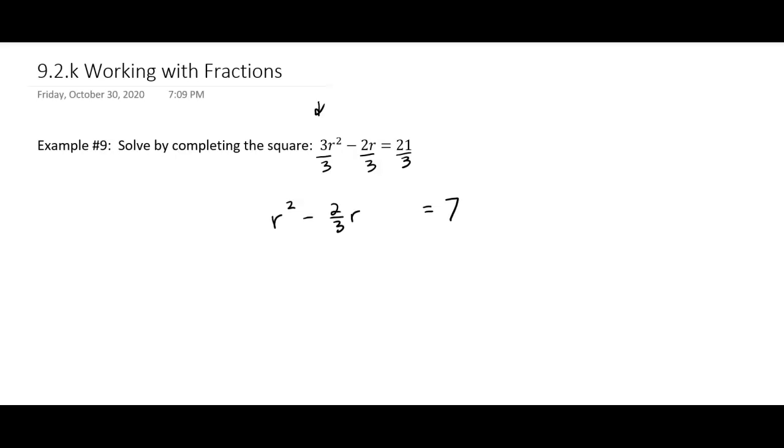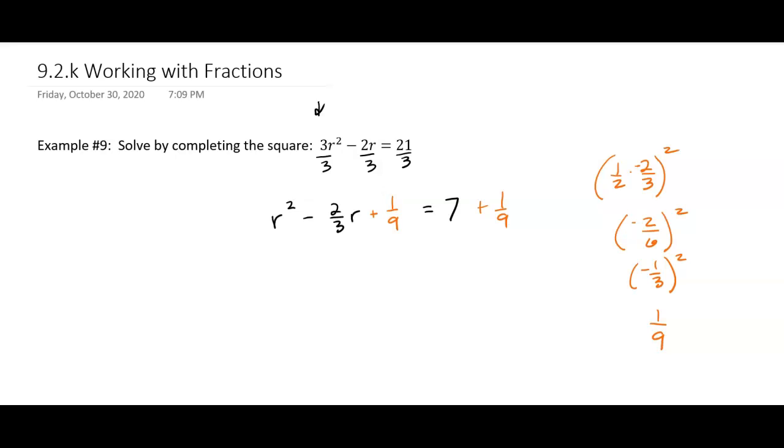Maybe I'd rather leave it 21 thirds. Anyway, okay, so we've got to find the number that makes it a perfect square. So what are we going to add right there? Well, you're going to take half of 2/3. It's negative, negative 2/3, but we're going to square it anyway. So, all right, that gets me negative 2 over 6 squared, but that's going to be a negative 1/3. You could have canceled the 2's, but okay, so that's going to be 1/9.